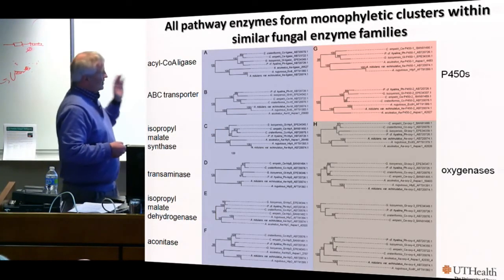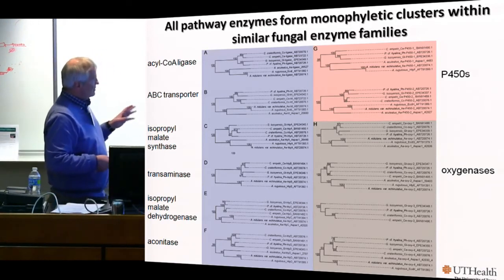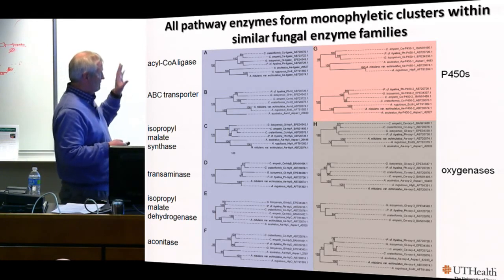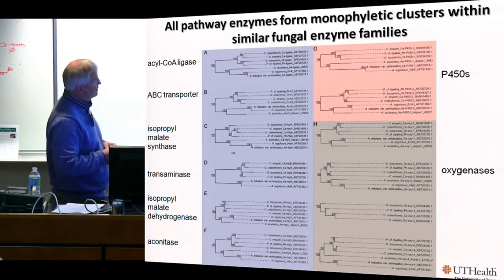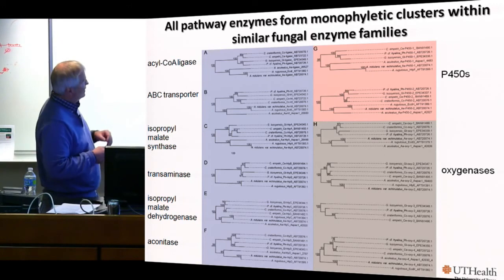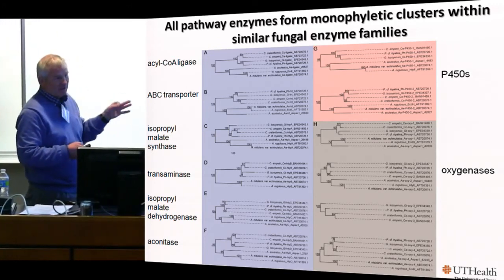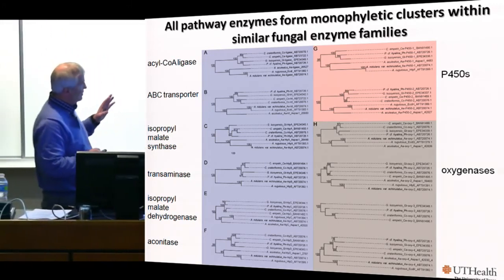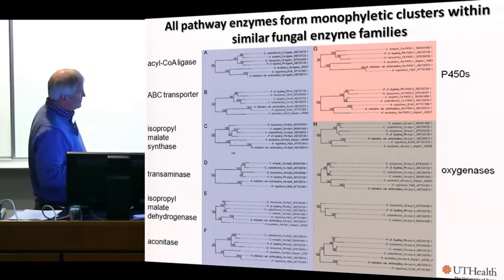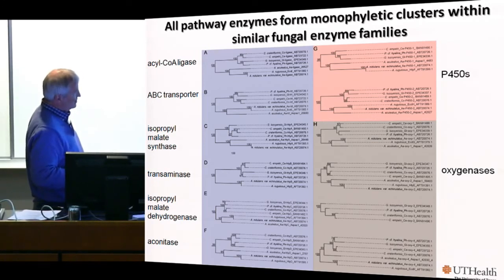So if we go back and do this exercise for every single gene in the gene cluster, we get the same result. Just to give you an example here, we took all the ABC transporter genes we could find, and we made a giant phylogenetic tree, and then put in the ones from the echinocandins, and the echinocandin ABC transporters are monophyletic. The acyl-CoA ligase is monophyletic among all fungal acyl-CoA ligases. And it goes on and on and on down. The same with the enzymes in the homotyrosine pathway, the oxygenases, and the P450.